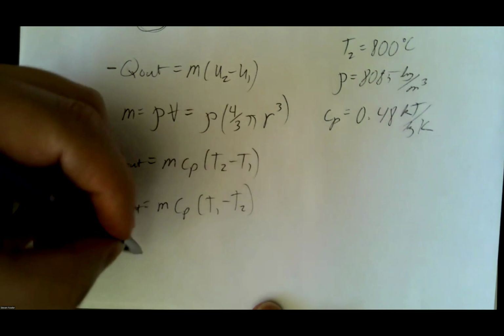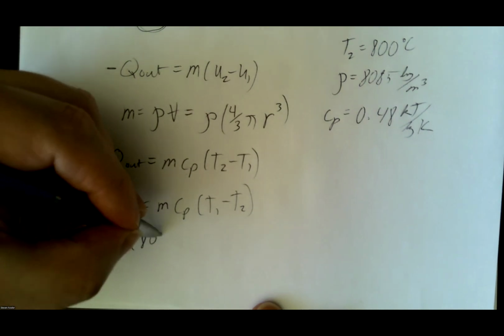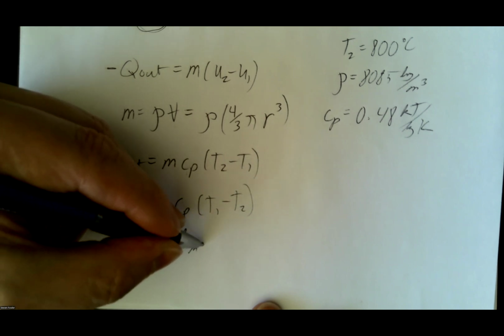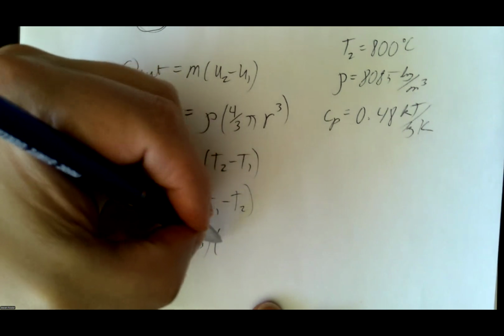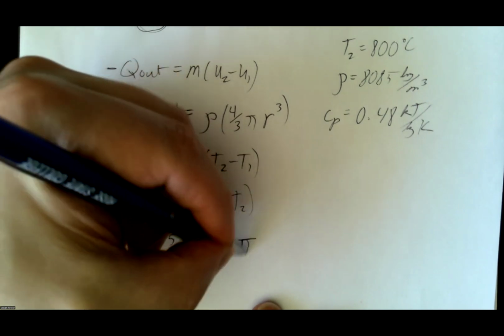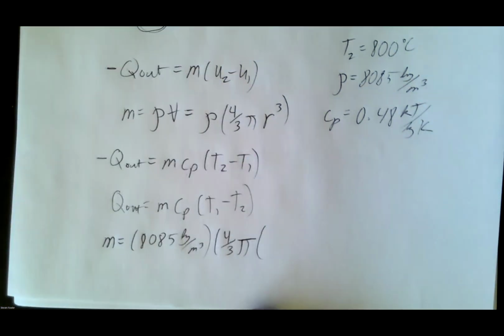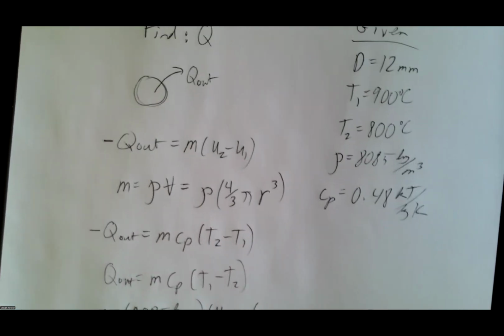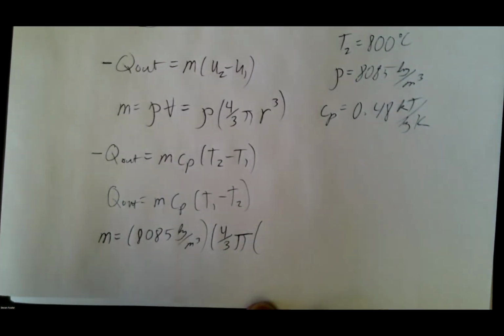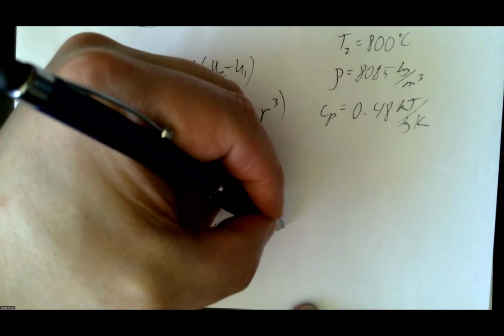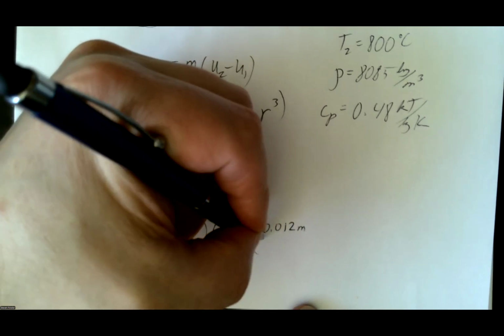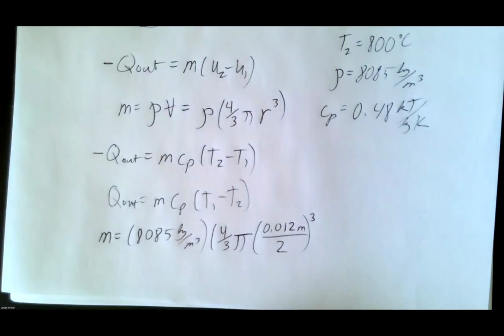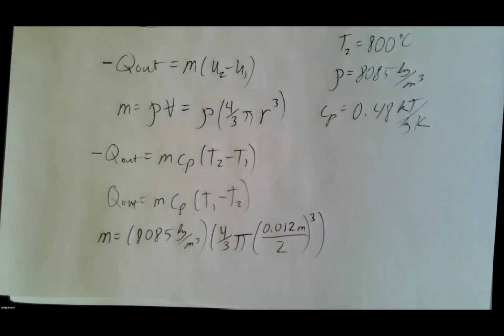So let's find the mass. The mass is going to be the density, 85 kilograms per meter cubed, times the volume. Volume is going to be 4/3 pi times the radius cubed. Well, I've got the diameter, and the diameter is 12 millimeters. So I'm going to write in here 0.012 meters. I need half of that, and that's going to get cubed. To keep this video from getting too long, I'm going to pause and run those numbers. You do the same. Go ahead and pause here and figure out what this number is.